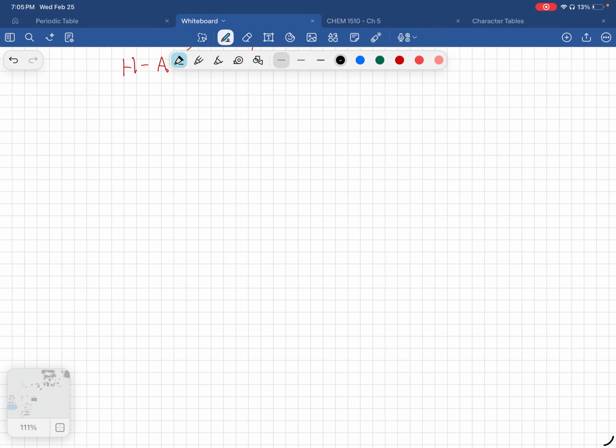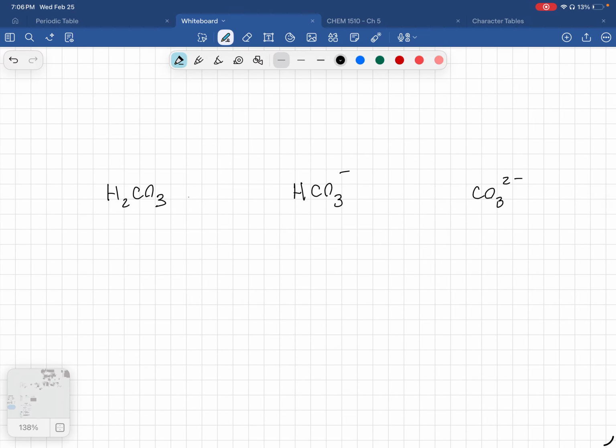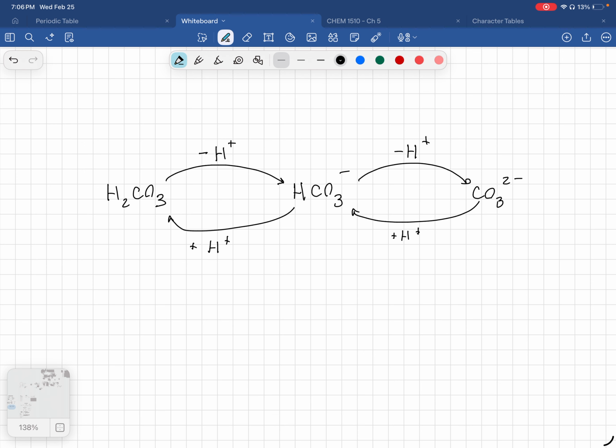Let's look at a scenario here. Let's look at H2CO3, HCO3 minus, and CO3 2 minus. Going in this direction, we are losing a proton, and going in the other direction, we are gaining a proton.